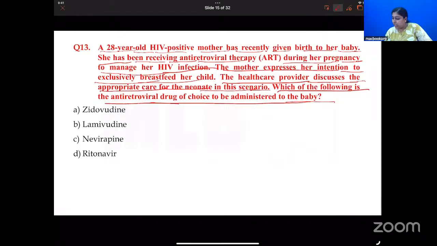Obviously, many people have started answering correctly. Very good, Sugant, Nadia, Sanjita, Shalini, Ishika, Lomi, Rupesh. Very good.